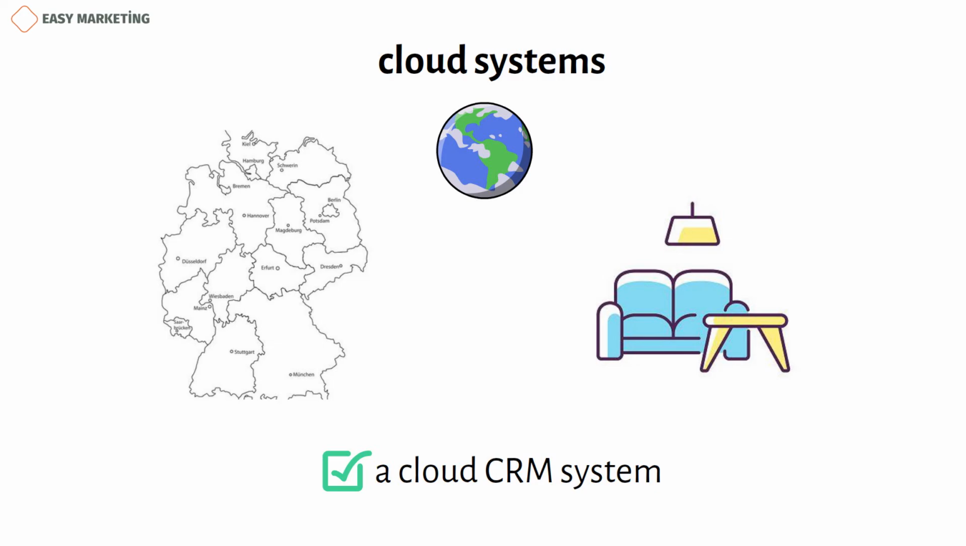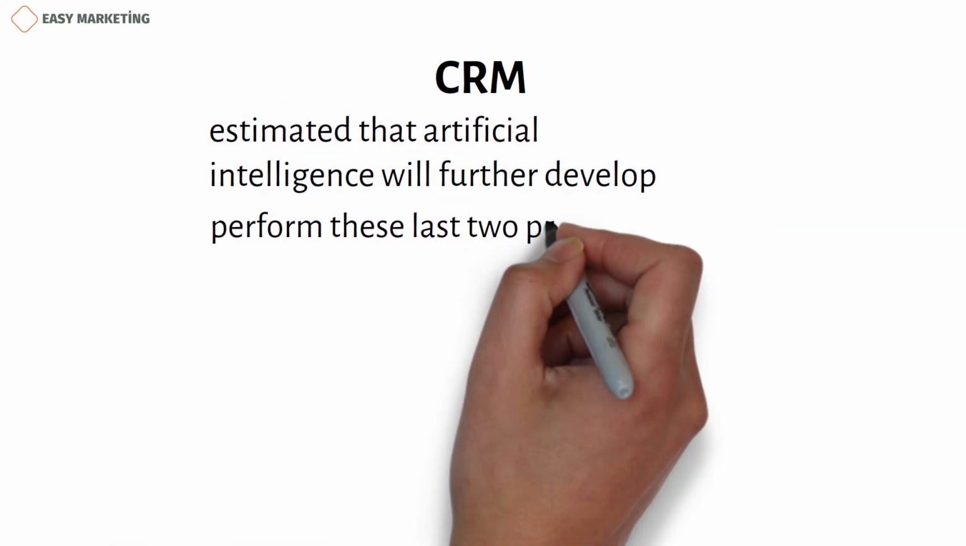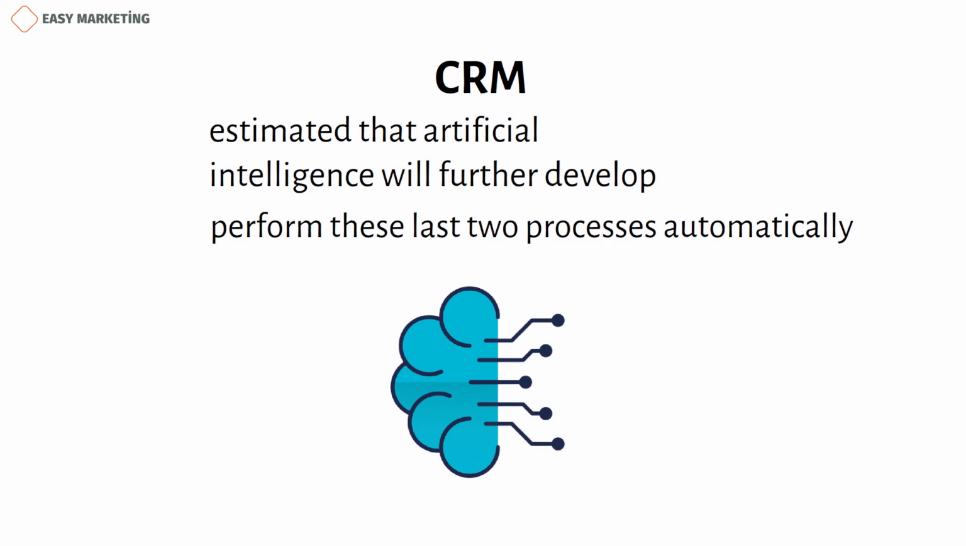In conclusion, in order to have a good CRM, the two most important factors are to correctly evaluate the results obtained through the mentioned applications and to take the right steps. In the future, it's estimated that artificial intelligence will further develop and perform these two processes automatically.